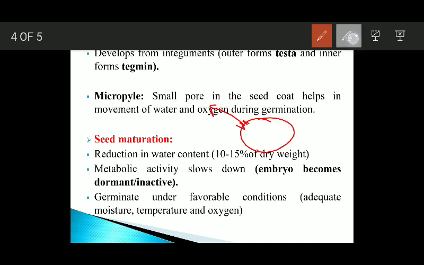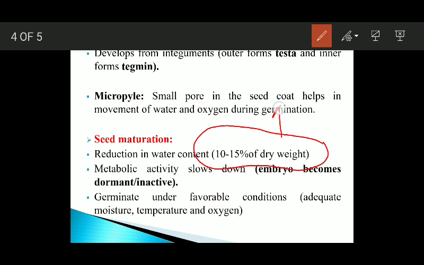Now seed maturation. How does a seed become mature? Seed becomes mature by reduction in water content. At maturity you will find the seeds contain 10 to 15% water of their dry weight. So simply stated, when seeds become mature, there occurs a reduction in their water content.